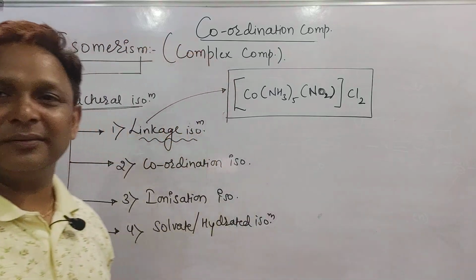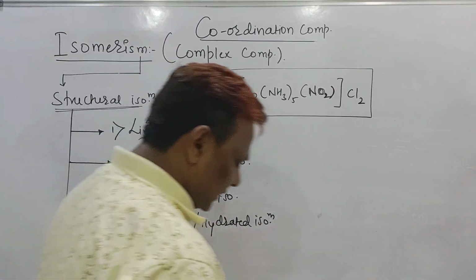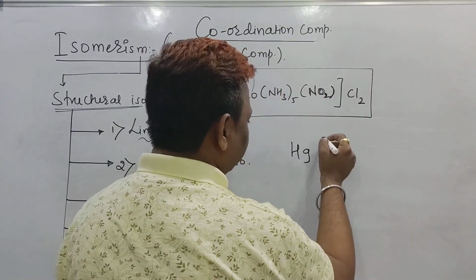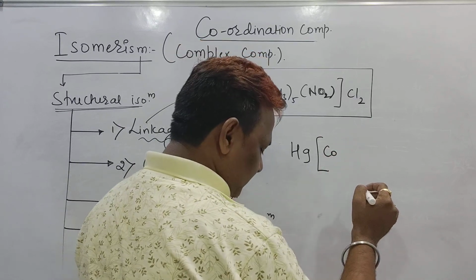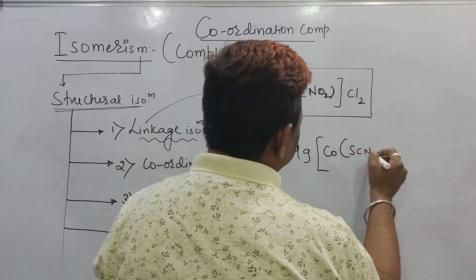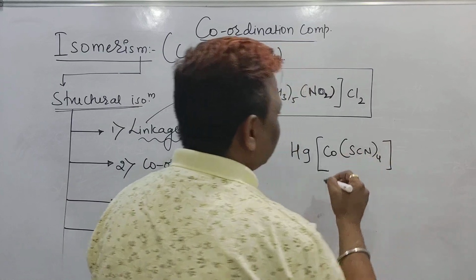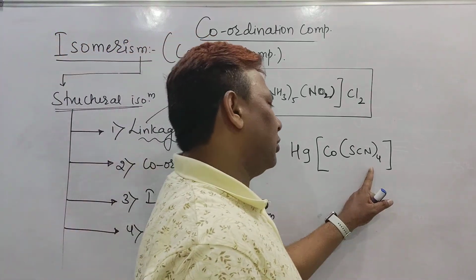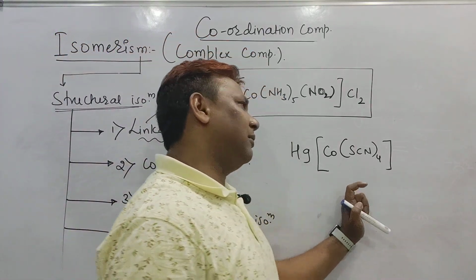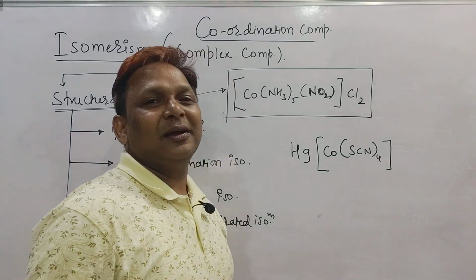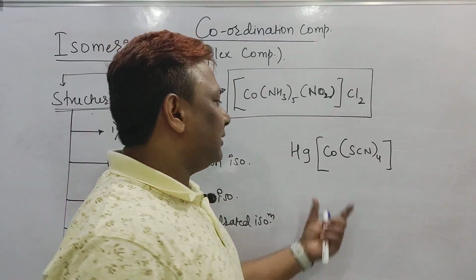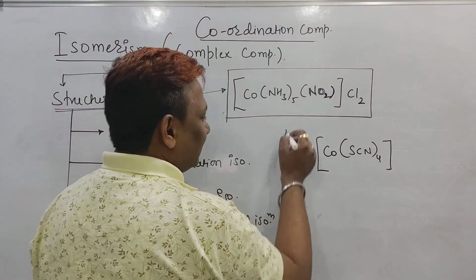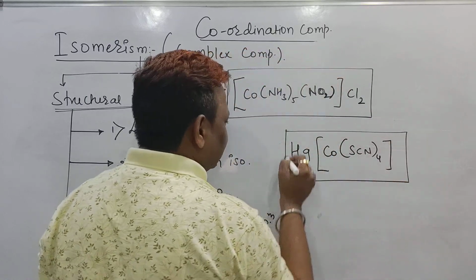Is it clear? I have one question for you. This is a complex given in our NCERT: cobalt, SCN taken 4 times, minus 4 plus 1 minus becomes plus 3. My question is, can this complex compound show linkage isomerism or not? Whatever answer you have, just let me know.